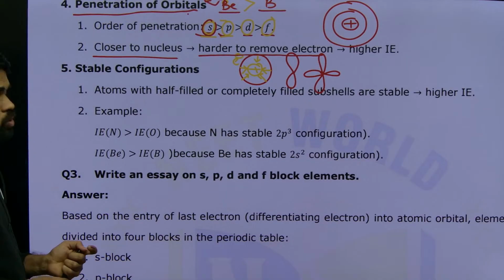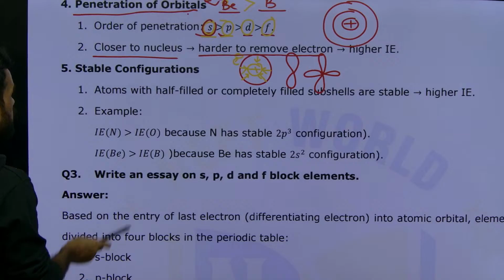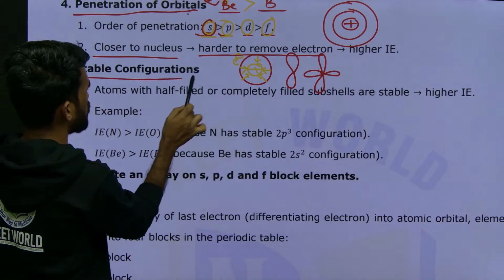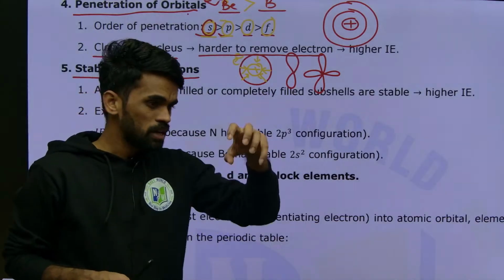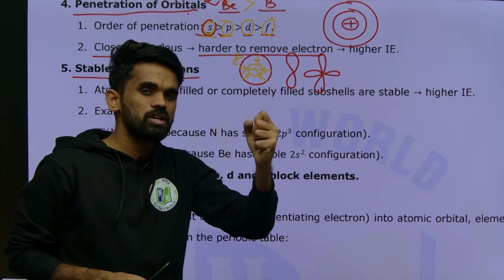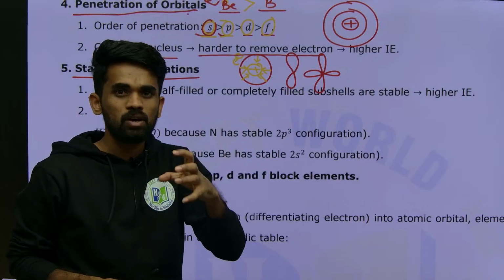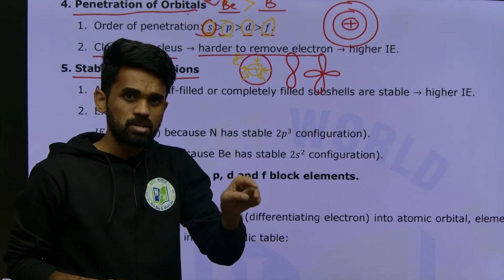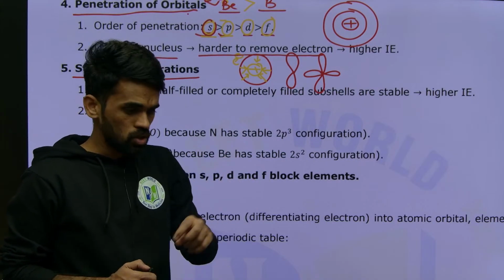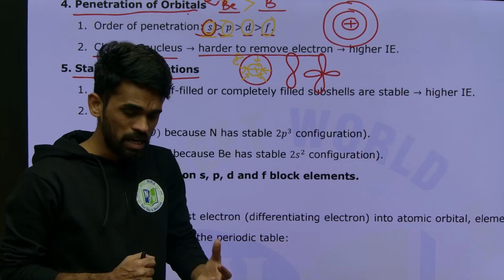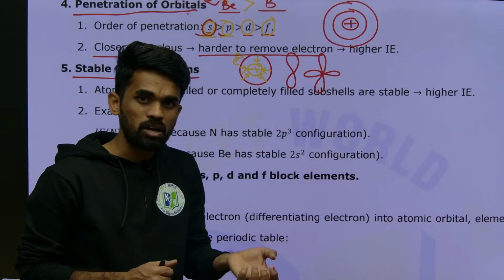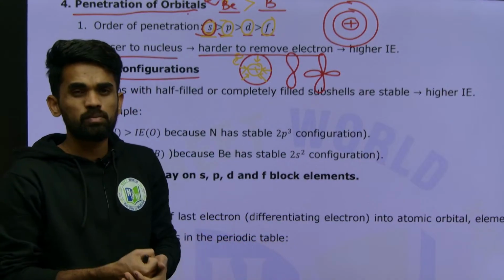Okay, so look at this. Next one is stable electronic configuration. It means whenever there is a stable electronic configuration, removal of an electron from it is difficult. Why is it difficult? Because it is already stable. If I remove one electron, it becomes an unstable electronic configuration. That's why whenever there is a stable electronic configuration, it is highly difficult to remove an electron.